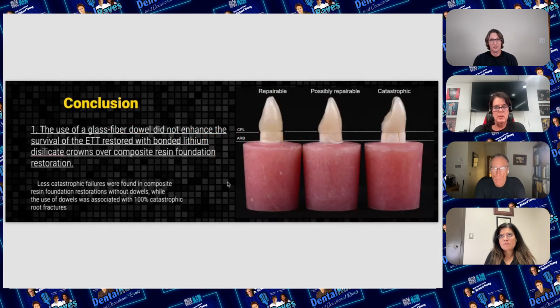To me, this entire thing about posts can be explained by two things that are related to survivorship bias. One is that in the past, we did not have adhesion. That is clear. So we needed retention or resistance. And we saw failures. We saw fractures when we didn't have adhesion.